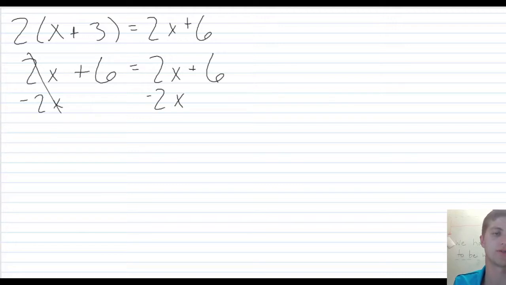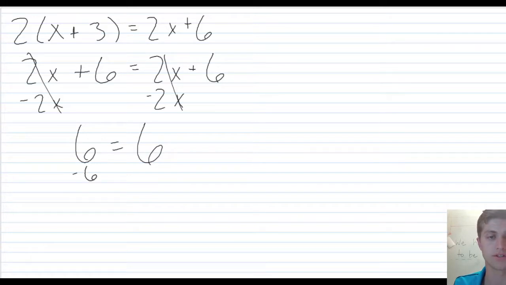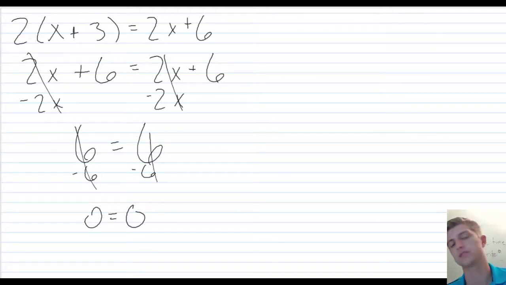These things cancel, we're left with 6. Whoa! We got 6 equals 6. And no more variables. Our variables are gone. And if you wanted to do one more step, you could subtract 6 from this side. What you do to one side, you do to the other. Cancel, cancel. We're left with 0 equals 0. Whoa, what the heck is going on?